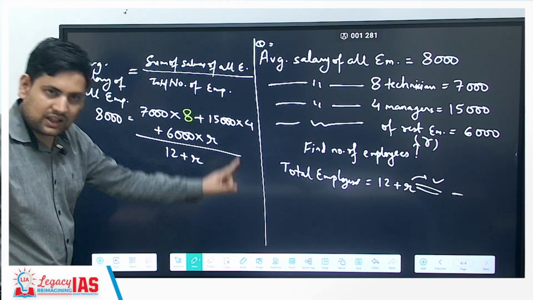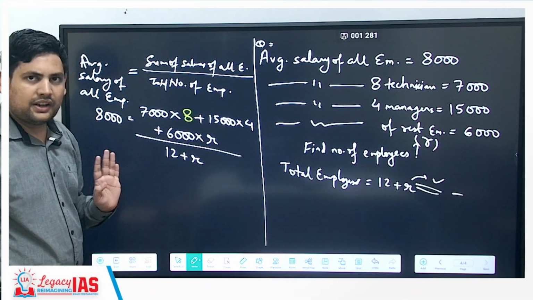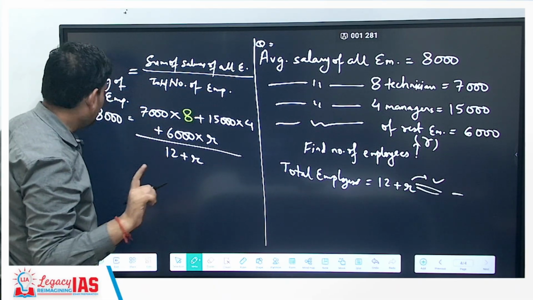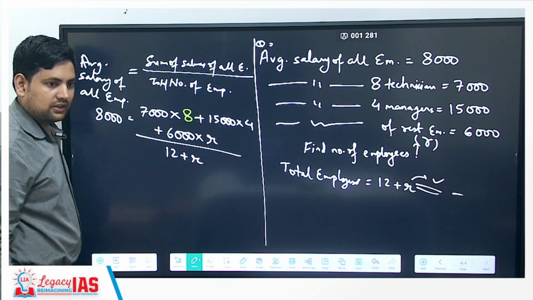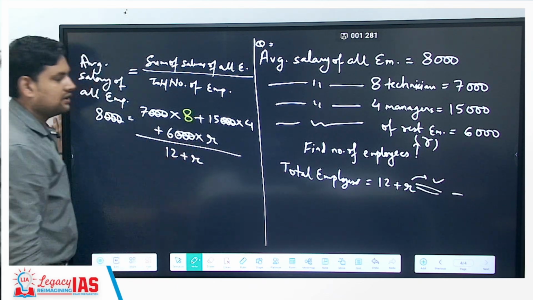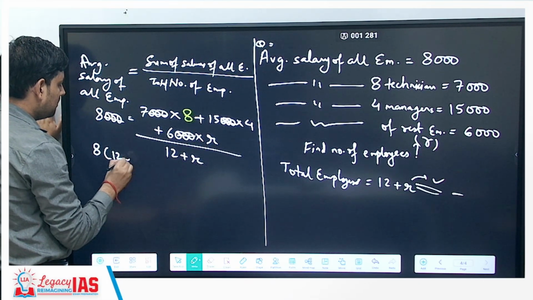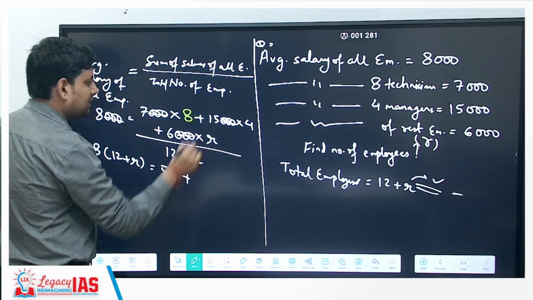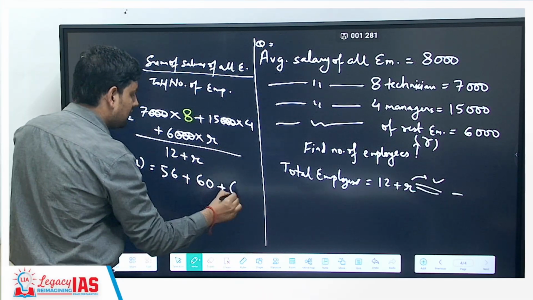Now you see one single equation and only one variable, that is R. So you can easily find the value of R. How will you find it? See, all are written in thousands, so you can divide both sides of the equation by 1000. This 3, this 3, this 3, this 3 cancel out. Easy. Now it becomes 8 into 12 plus R is equal to 7 8s are 56, plus 15 4s are 60, plus 6R.